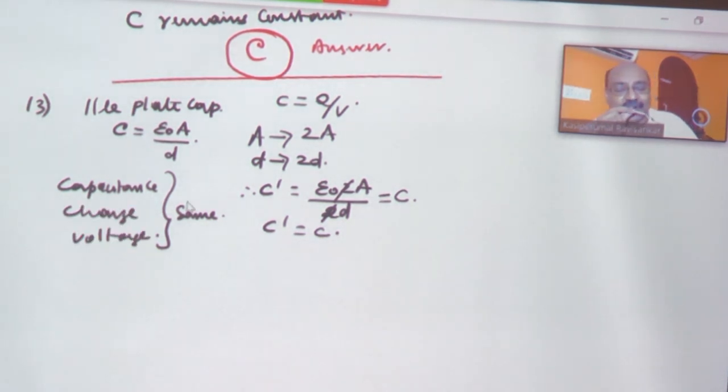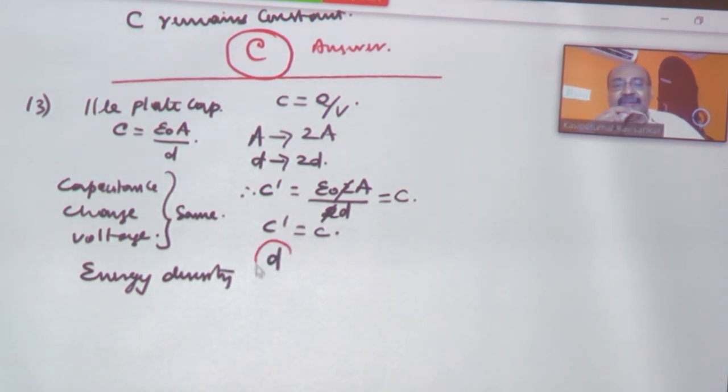Then what is the fourth one? The odd one out is energy density. So energy density is the answer, which is option D. Do you want to know how energy density is the answer?